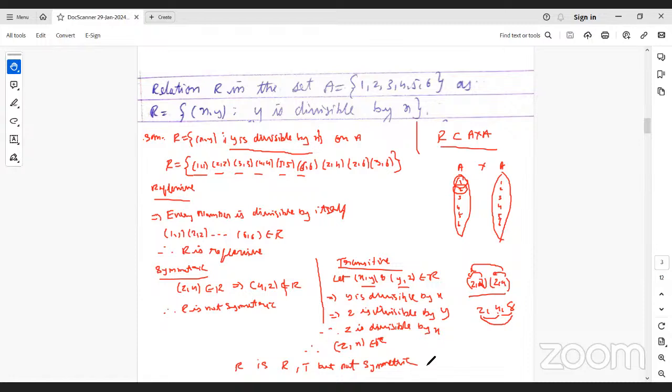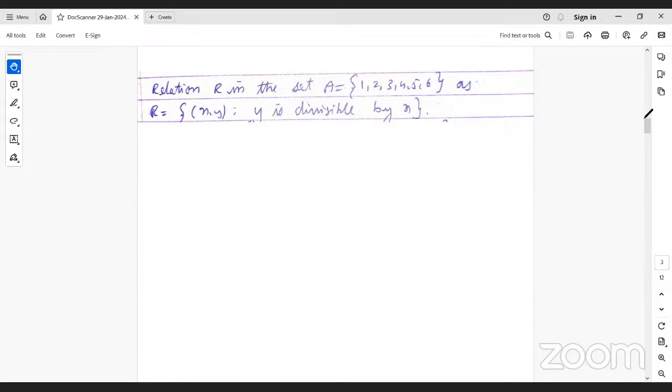Some more examples we will discuss. Hope you all are understanding, students. Understand it again and try to practice it. Such kind of questions have been asked every year, same type: you need to identify whether it is reflexive, symmetric, and transitive. Very important question in part C of the question paper.